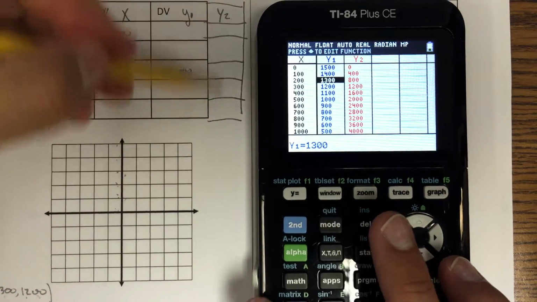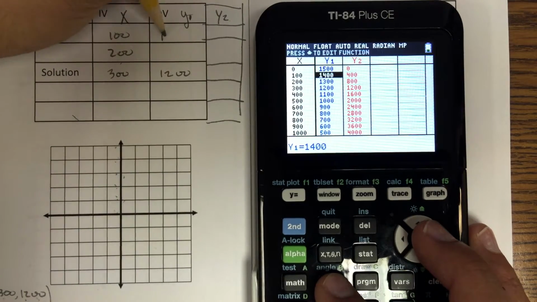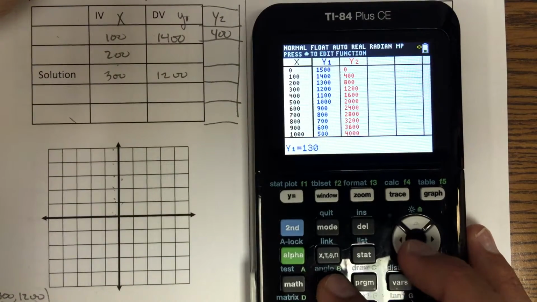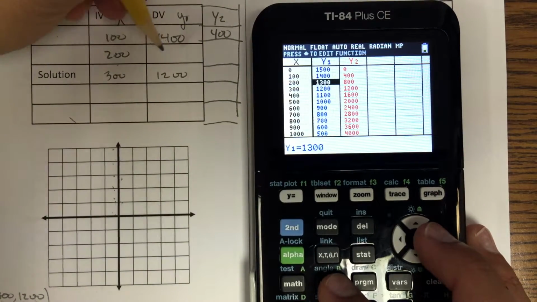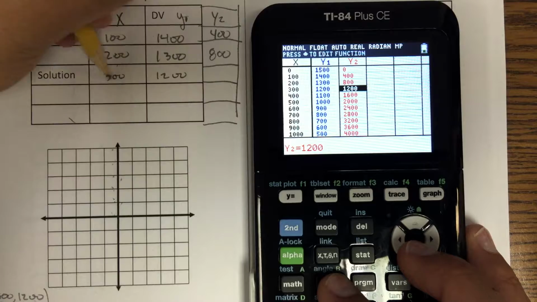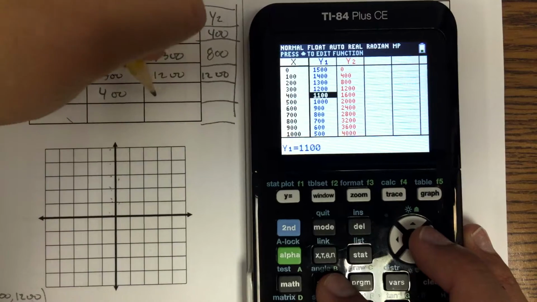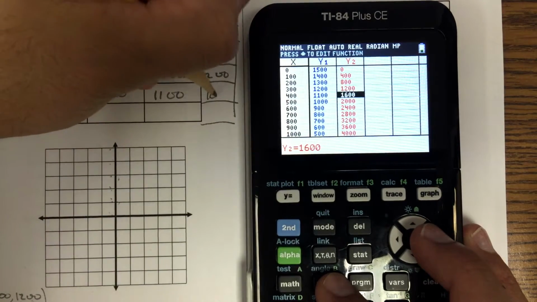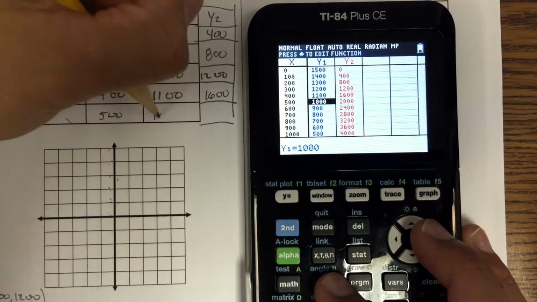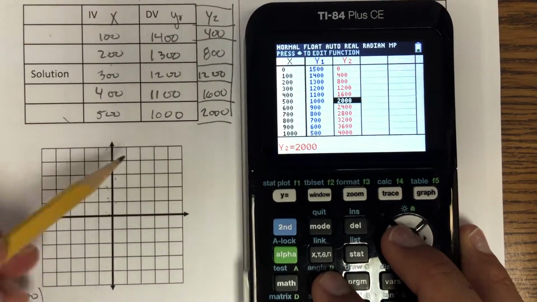So add a third column, so that makes it look the same. And then, so we've got 100 for y1, we've got a y coordinate of 1400 and a y coordinate of 400. And let's come down to, so we've got 200 right here, and then we're going to put in 300, and we're going to put in 800. And then, so that's all the same. It should be 1200. We're going to come down here, so 400, and then 1100, and 1600, 500, 1000, and 2000. Now we've got points that can be plotted on our graph.